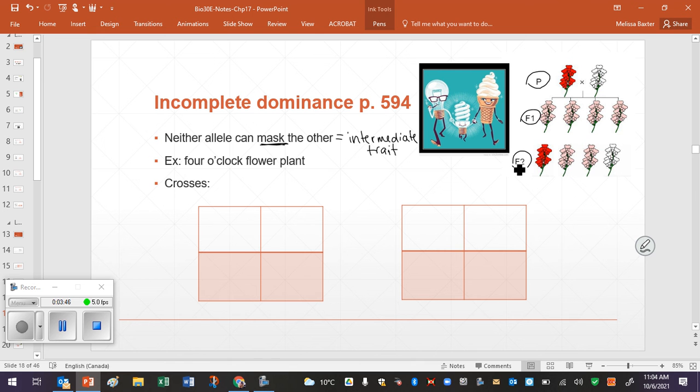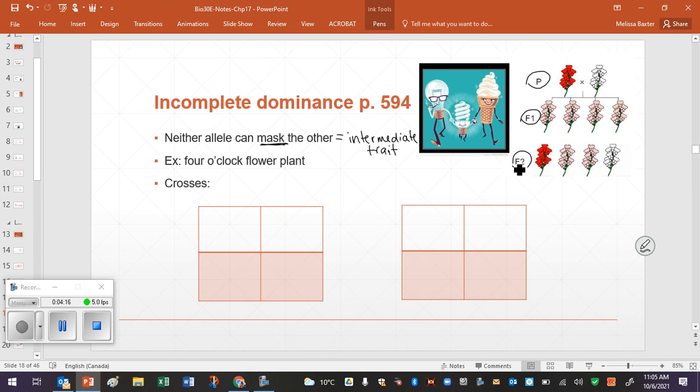Red and white, neither one of them is dominant over the other. Neither one masks the other. So it doesn't really make sense to use a capital and a lowercase letter because one of them isn't dominant and the other one isn't recessive. So in this scenario, typically what we do is we use just capital letters, or if you like lowercase letters, you can use just lowercase letters, whatever floats your boat. But we would do something to indicate how they were different.